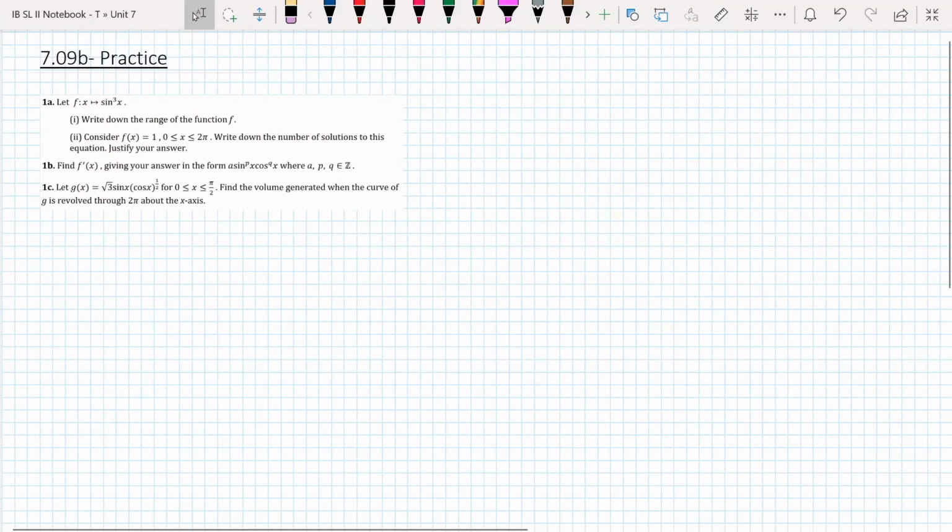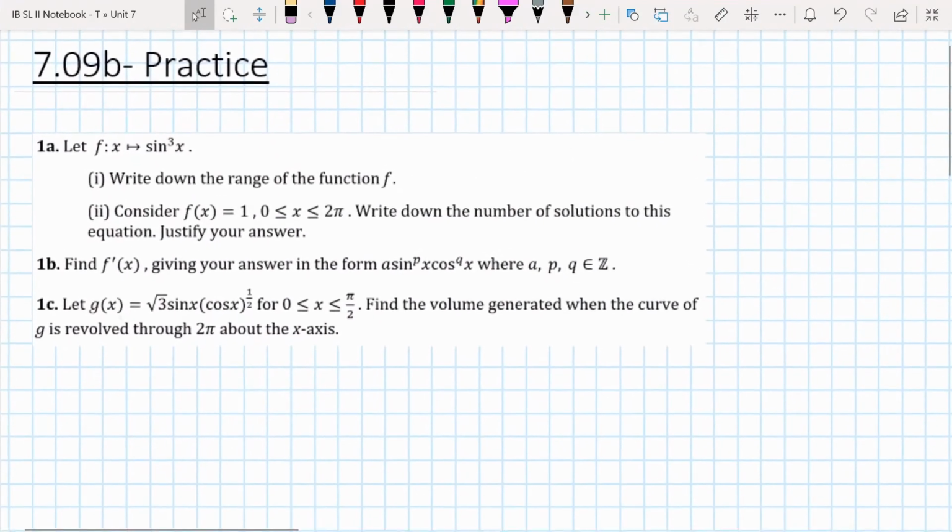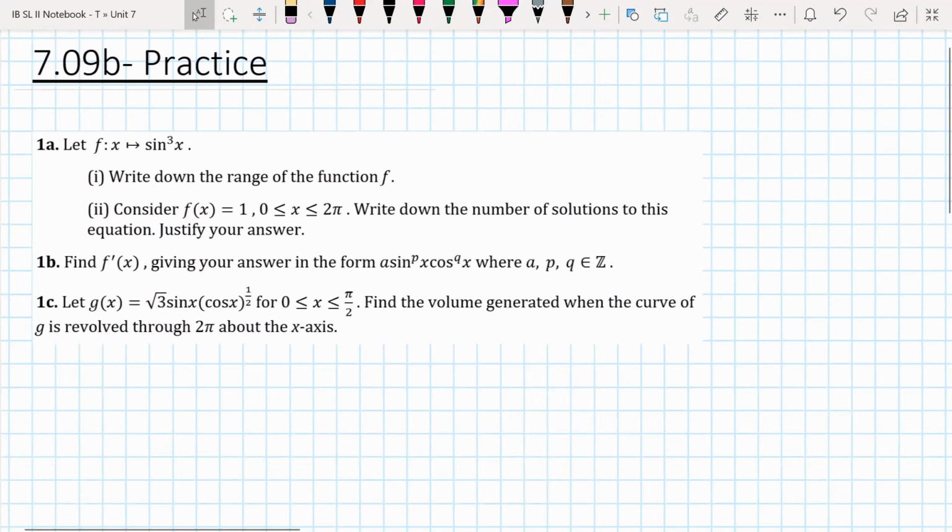All right, practice. Let's start with a function we're going to call f of x equals sine cubed of x. And our goal for this first part is to determine the range of this function. We want to find the range of f of x if it's sine of x cubed.